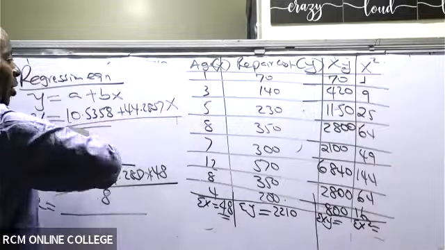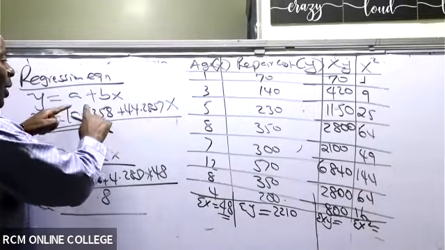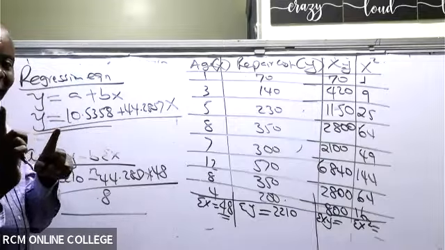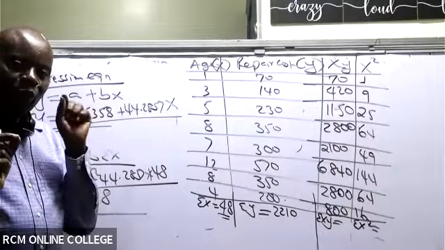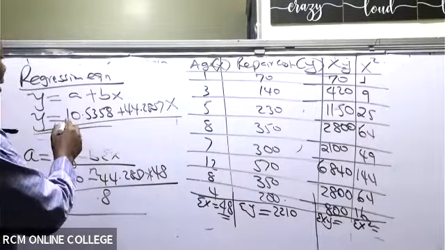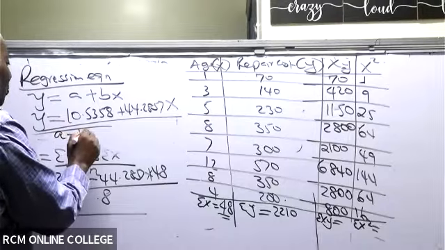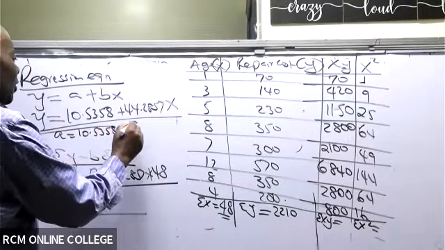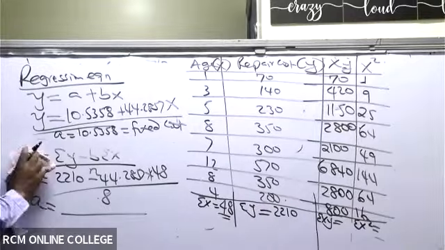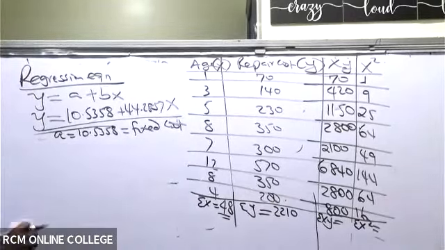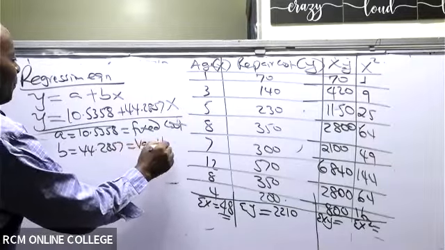Remember, all these are repair costs. This A is the fixed cost, the one that does not depend on X. It doesn't matter what the age is. So we have two types of cost here. A is 10.5358, which is the fixed cost. And then, of course, we have B. B is 44.2857, which is the variable cost.